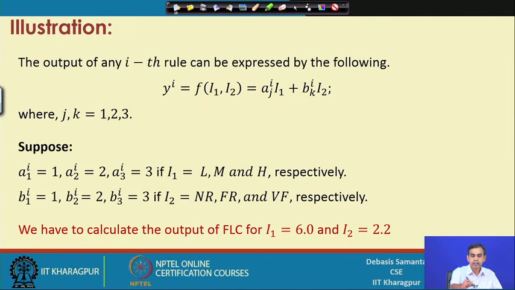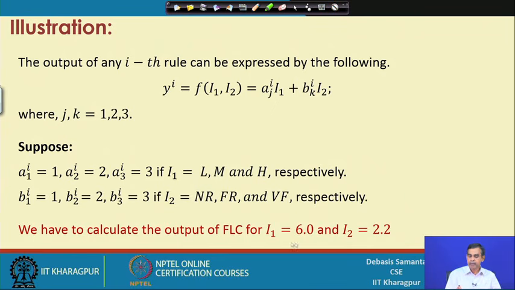Now, let us consider a particular instant for certain values of I 1 and I 2. We consider this is the input at any moment: I 1 is 6.0 and I 2 is 2.2. Given this input, we have to calculate the fuzzy output according to the Takagi-Sugeno approach. Let us see how it can be calculated.